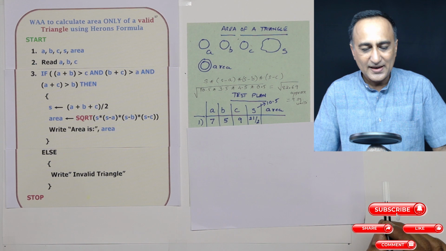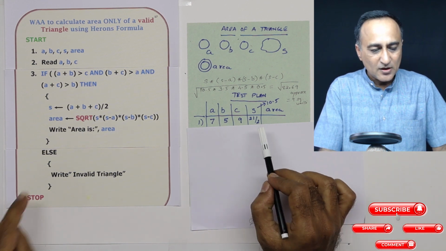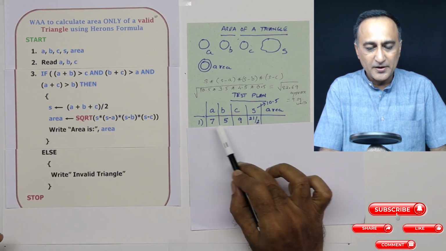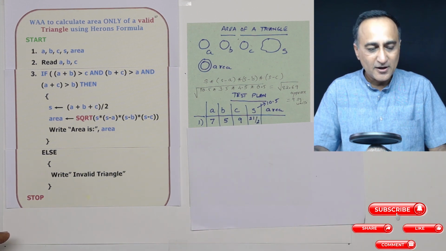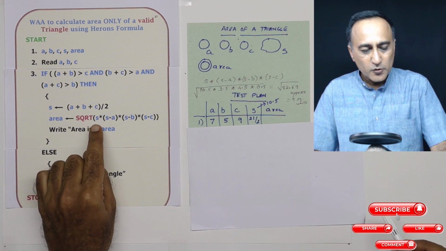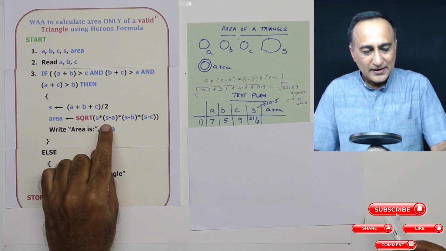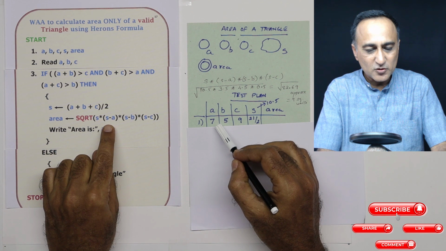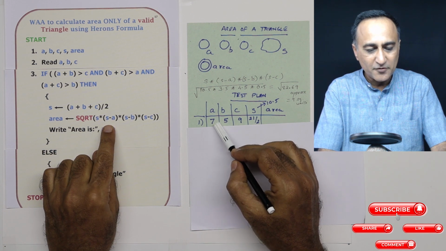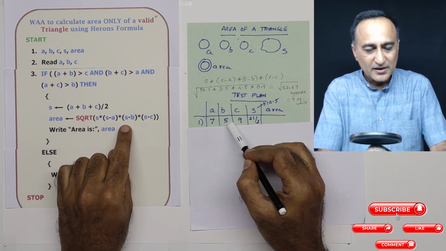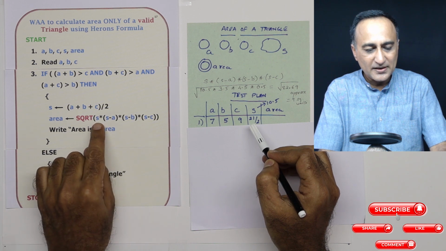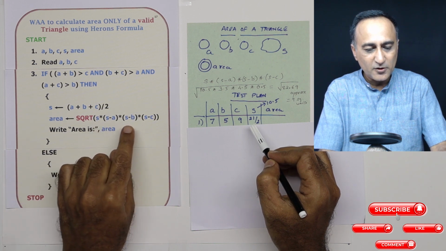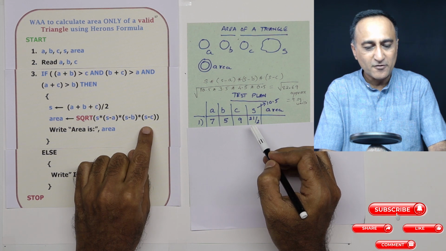I will come to S. S is going to be A plus B plus C divided by 2. If you add all of this, it's 21. Divided by 2, S becomes 10.5. What I am going to do is 10.5 into 10.5 minus 7. So this is going to be 10.5 into 3.5 into 4.5 into 0.5. So I am multiplying 10.5 into 3.5 into 4.5 into 0.5.